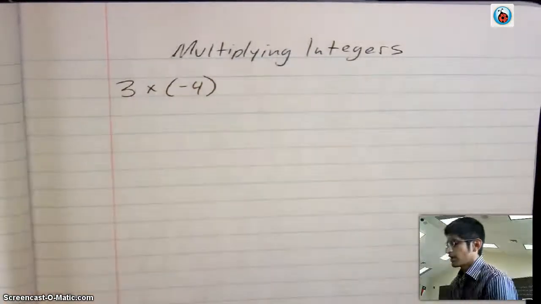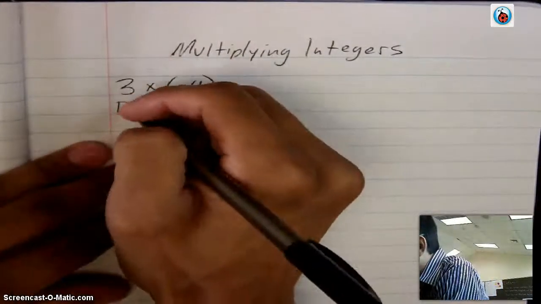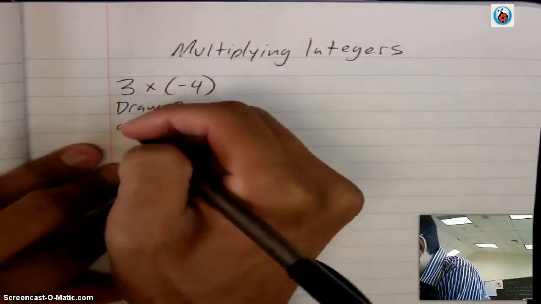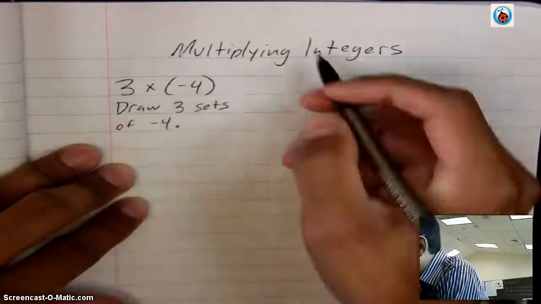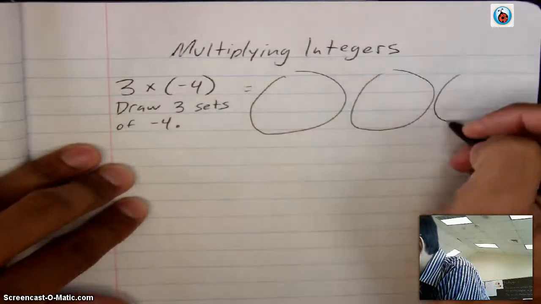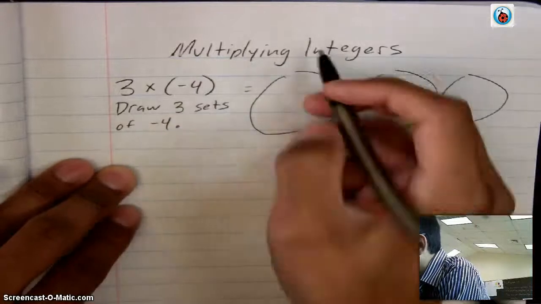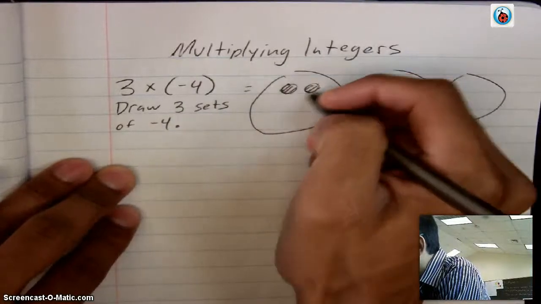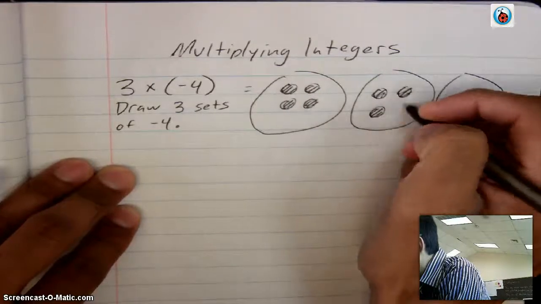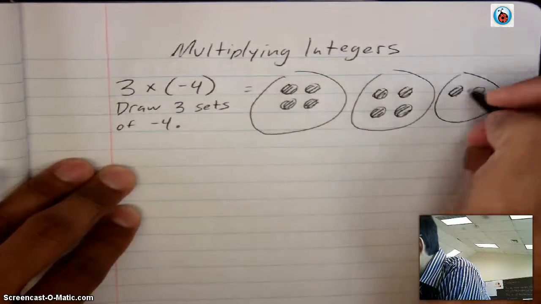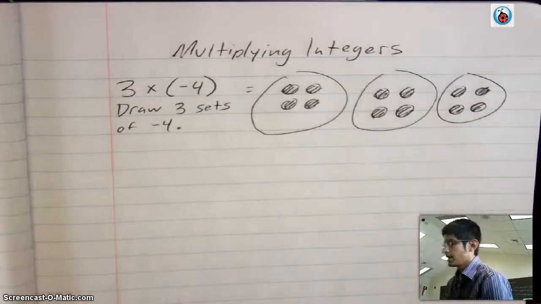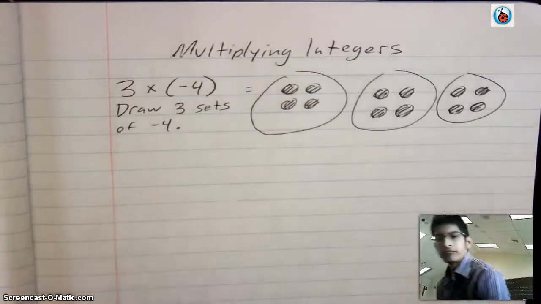So what this means is I'm going to draw 3 sets of negative 4. These are big, so this is going to be my sets. So 3 big sets, and I'm going to draw negative 4 inside of each set. So 1, 2, 3, 4. 1, 2, 3, 4. And then I'm going to count altogether how many negatives I have. And I have 12 negatives. So my answer for 3 times negative 4 is negative 12.